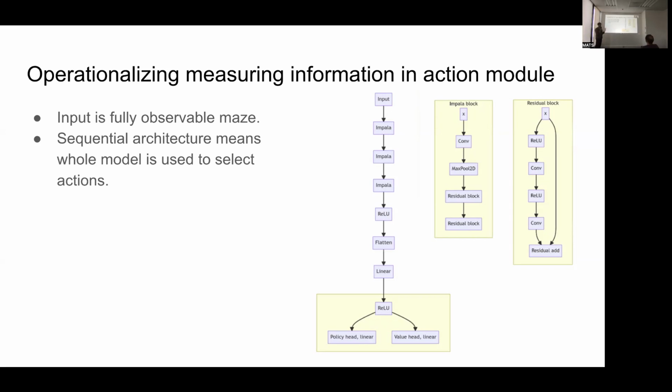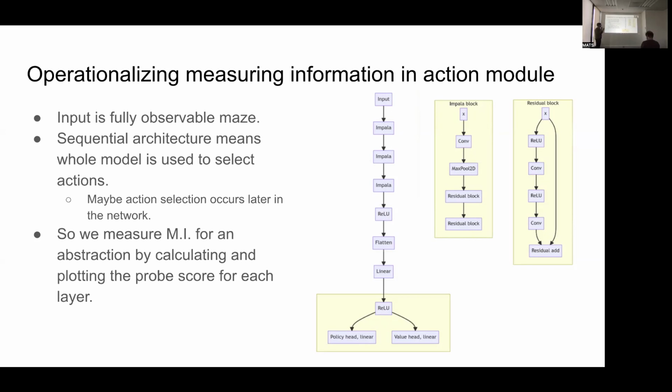When we're talking about the action module, in this case we sort of expect the whole model to be the action module. Essentially, it's taking the perceptual input and sequentially processing it until it outputs an action at the end. However, maybe we expect action selection to occur more in the later part of the network or in the middle. Okay, so we measure the mutual information for an abstraction by calculating and plotting the probe scores for each layer. And we'll get into what that looks like on the next few slides.